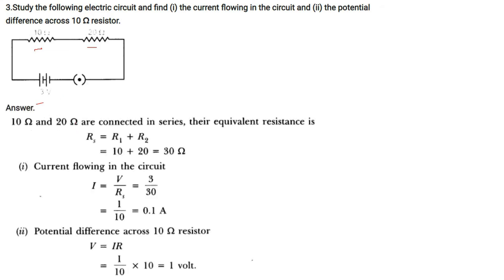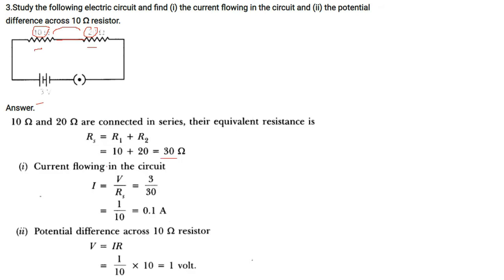Study the following electrical circuit and find the current in the circuit and then the potential difference across the 10 ohm resistor. So this is 10 ohm, this is 20 ohm, this is 3 volt, and here we have a key. The 10 ohm and 20 ohm are connected in series. So the equivalent resistance is R equal to R1 plus R2, 10 plus 20, that is 30.